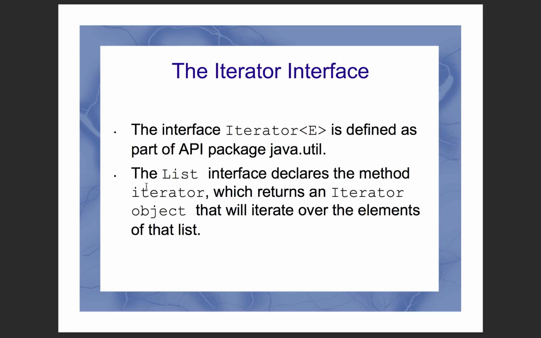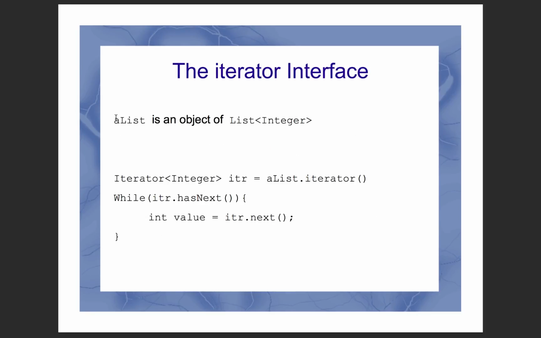So how do you create an iterator object? Iterator is already defined as an interface, part of the API package java.util. Using this interface you can create iterator objects with the iterator method. This iterator method is defined in the List interface. So you create a list, which is an object of the List class. Then you create an iterator object itr by calling the list.iterator method. The iterator method creates the iterator object, and you can easily use it to traverse the whole list and use the next method.